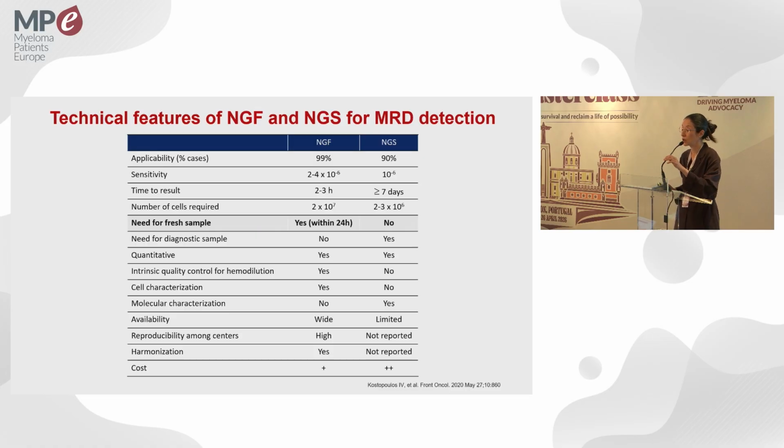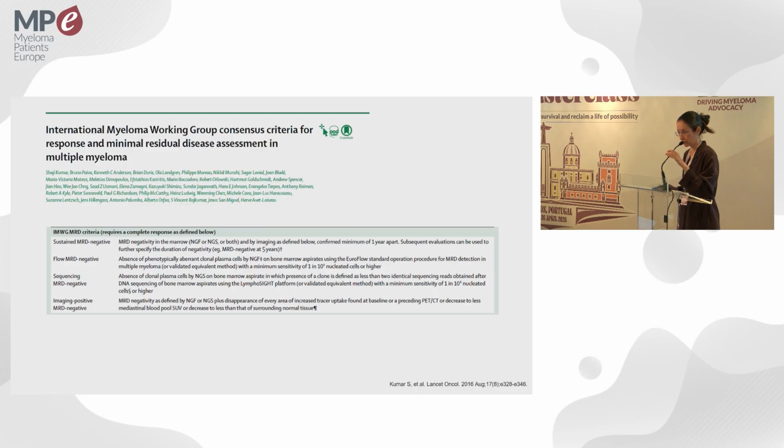assess MRD. So on the contrary, with next-generation sequencing, we can extract the DNA of the sample, keep it in the fridge, keep it frozen, and then we can analyze MRD afterwards with no problem. So those characteristics, I think, are important, and that's why I wanted to highlight them with you.